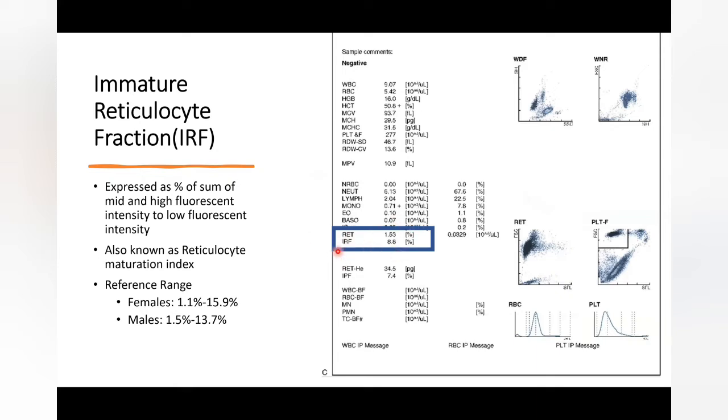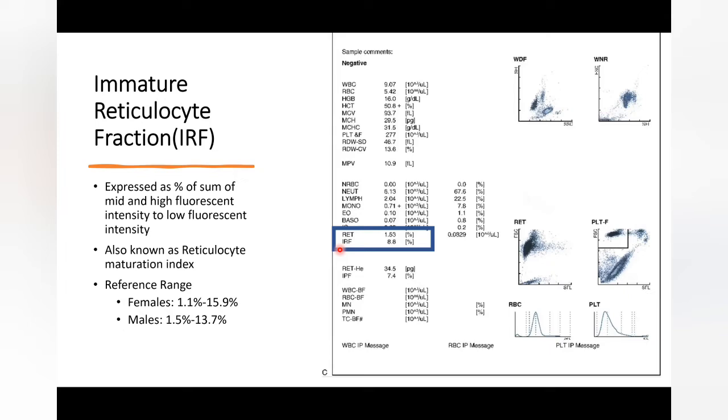Now, IRF is actually a combination of mid and high fluorescence, and these two parameters will come together. Whenever we talk about this immature reticulocyte fraction, this is actually a sum of mid and high fluorescence ratio to the lower fluorescent ratio, and this is also called the reticulocyte maturation index. We should know the normal value of this. So this IRF, basically in females it can range from 1.1 to 15%, and in males approximately 1.5 to 13%.